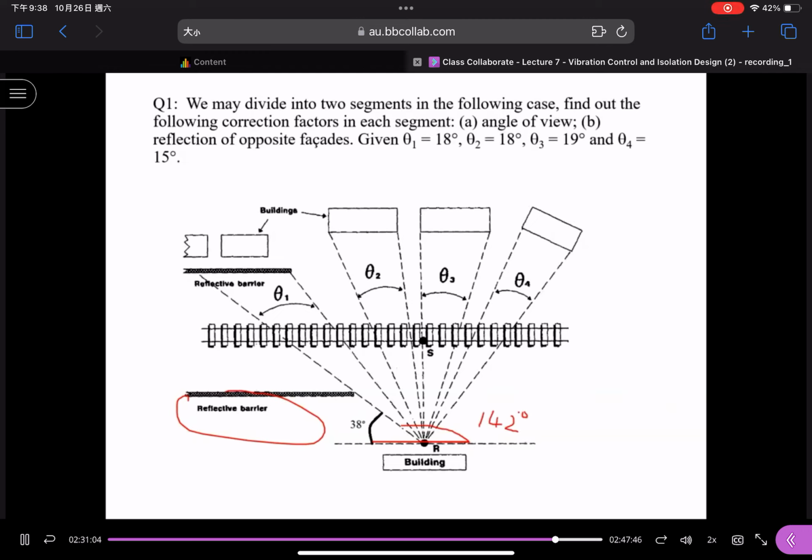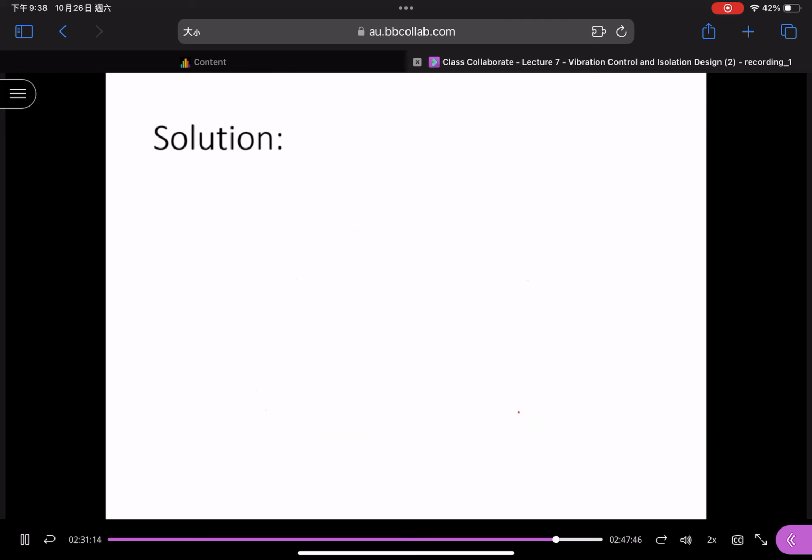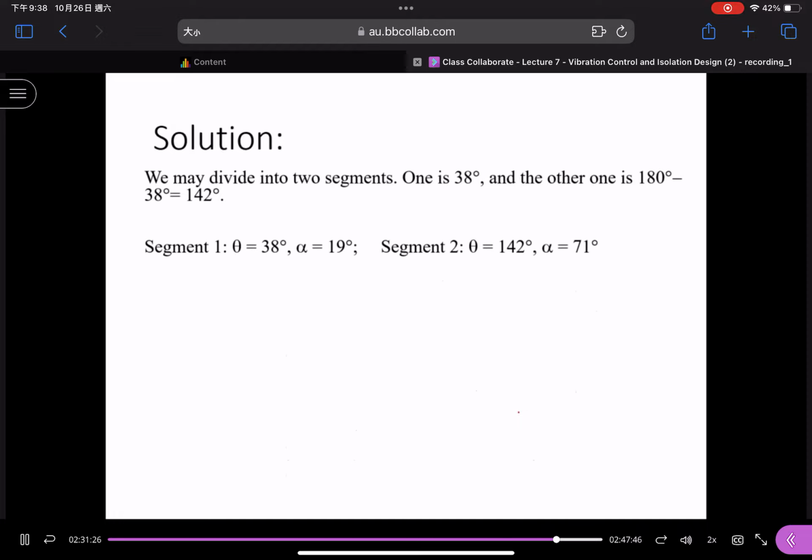Two segments. When we derive two segments, the first step is to find out the angle of view. The first one is 38 degrees, and the second one is 142 degrees. For segment 1, if theta is 38 degrees, alpha is 19 degrees. Still remember how to find alpha? Alpha is to draw a parallel line and then measure from this parallel line to the bisection line of theta. So if theta is 38 degrees, the bisection line of theta is 19 degrees. And for segment 2, when theta is 142 degrees, alpha is 71 degrees.